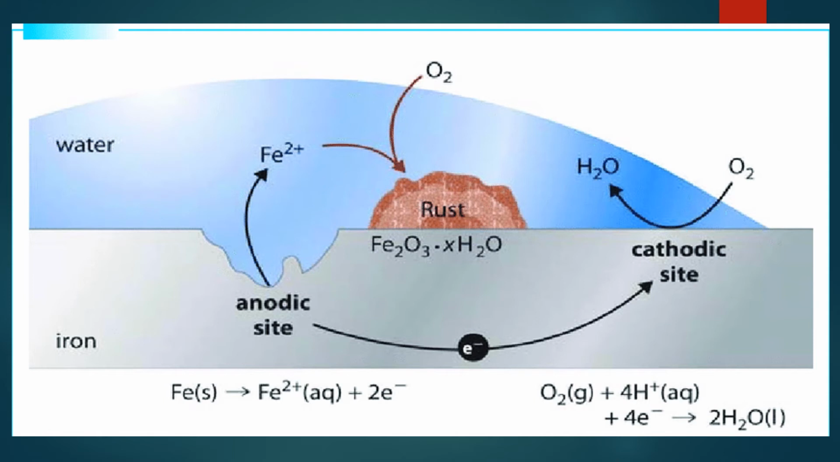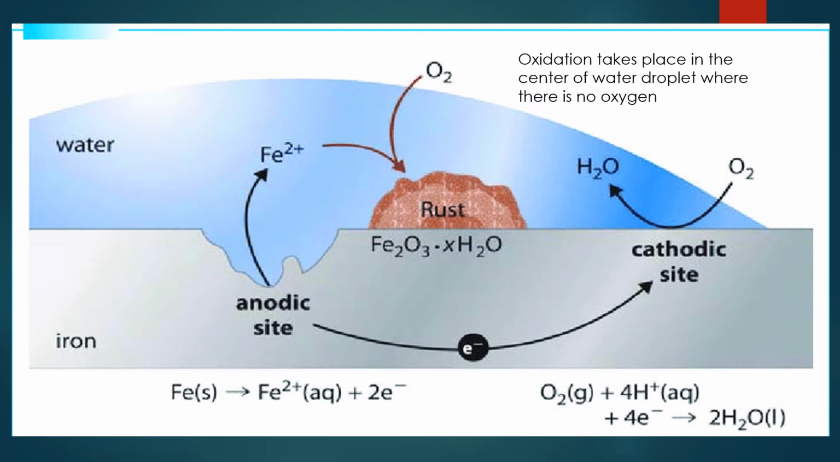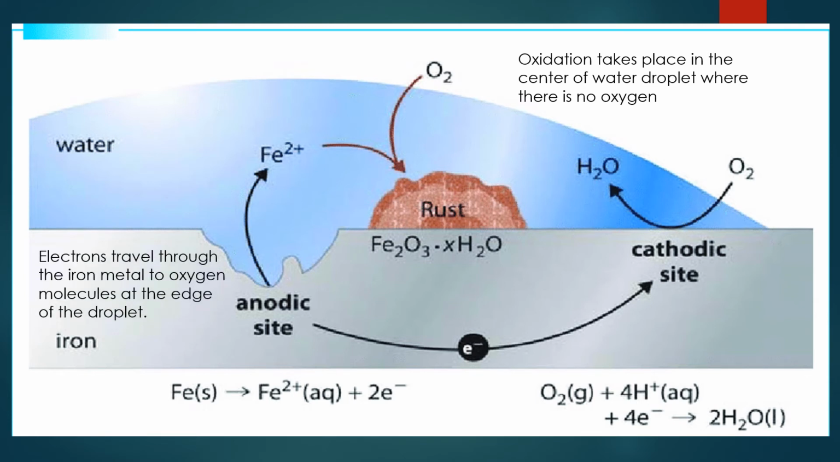First off, here's a diagram of what is actually taking place when we're getting rust. We're going to start over here, at the edge of our water droplet. You can see that blue section behind there. That is a droplet of water. For these reactions to take place, we have to separate the half reactions. So we have that water that is helping transfer of electrons and helping those reactions take place. Oxidation takes place in the center of the water droplet where there is no oxygen.